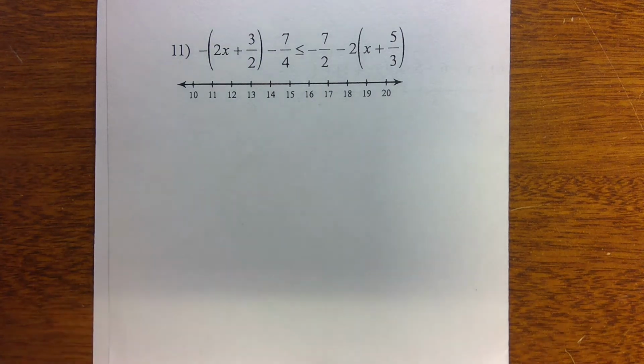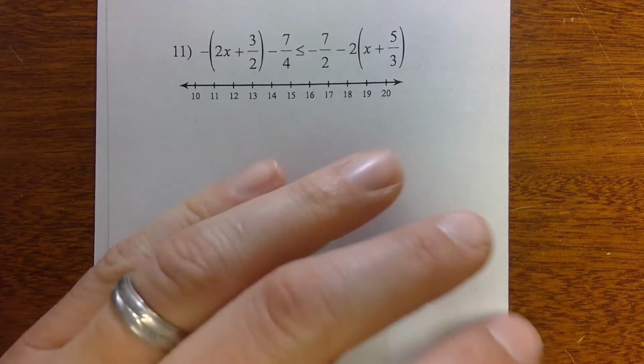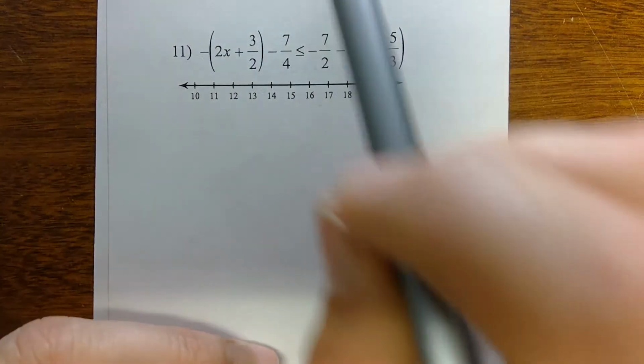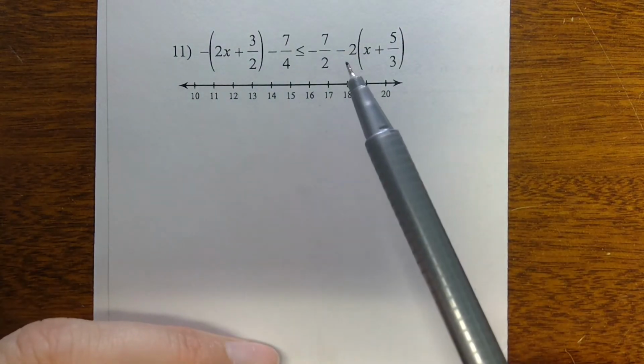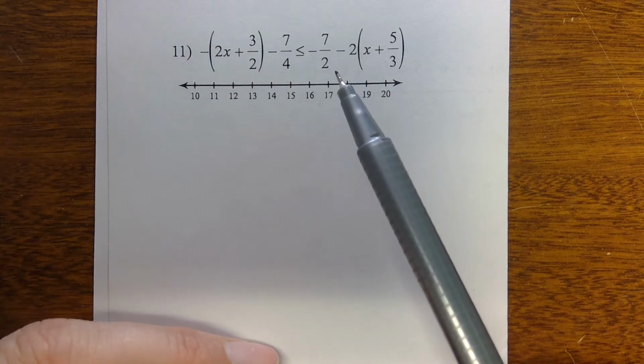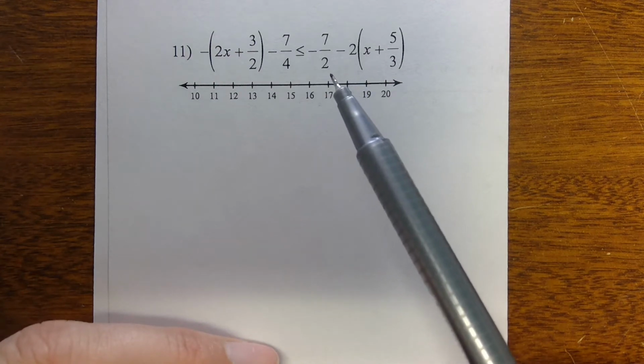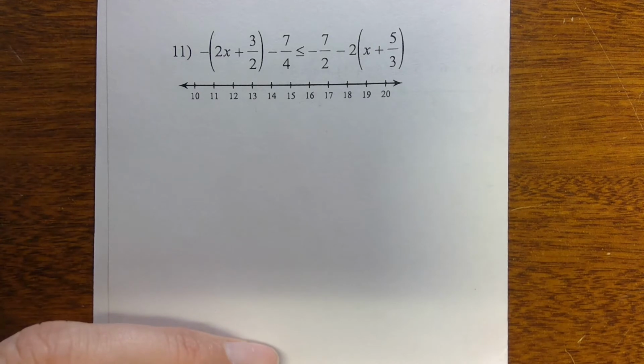Okay, we're working through accelerated assignment 95, number 11. I noticed right away that we've got a lot of fractions here. So what we're going to try to do is first distribute, get rid of any set of parentheses, and then we're going to work on clearing out those fractions.